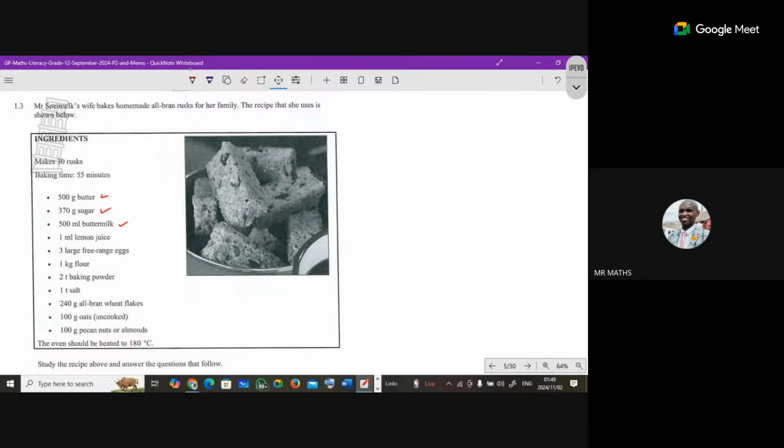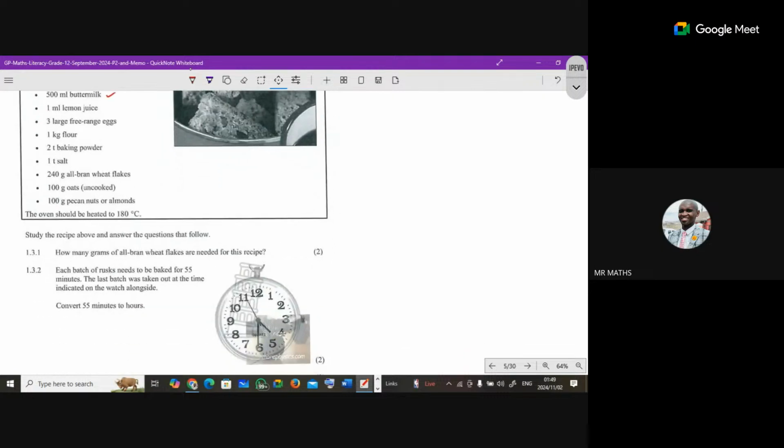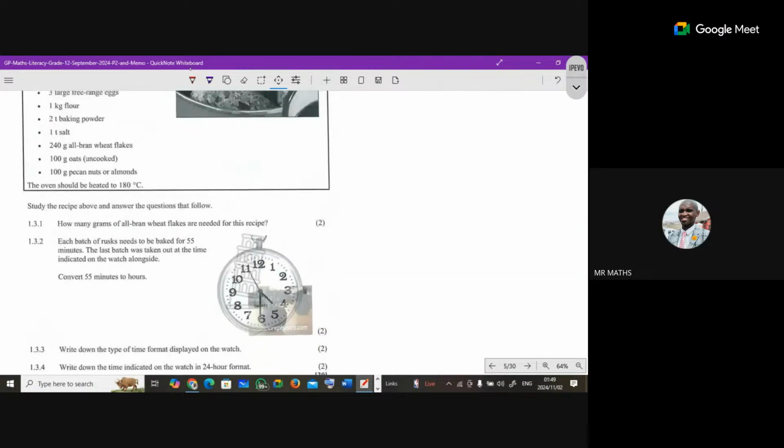Okay, I won't go through all these ingredients, but I will rather go to the question and see how many grams of all bran wheat flakes are needed for this recipe.